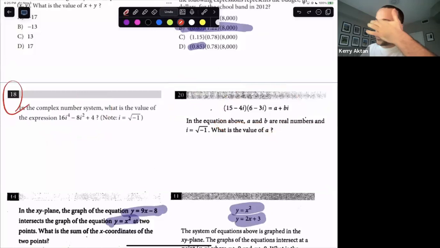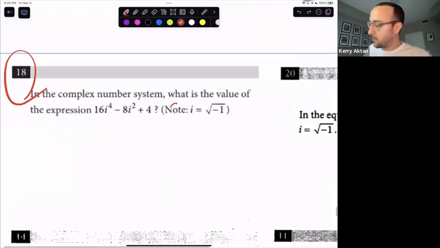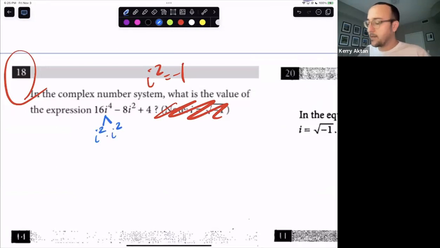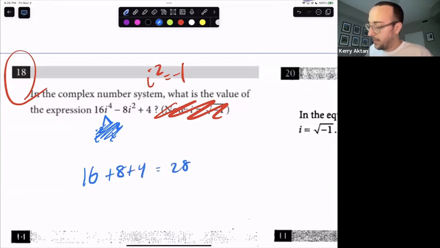18, sure. So 18 does look scary. Remember, don't look at what they're saying. Just know that i squared is equal to -1. If i squared is equal to -1, what's i to the fourth, Brooke? i to the fourth is i squared times i squared. What's -1 times -1? Just 1. So that's really 16 plus 8 plus 4. I'm getting 28.